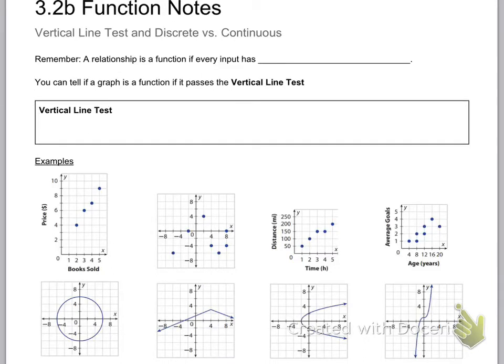We're going to learn about functions a little more today, and we're going to talk about the phrase the vertical line test, which tests to see if a graph is a function or not, and we're going to talk about the words discrete and continuous.